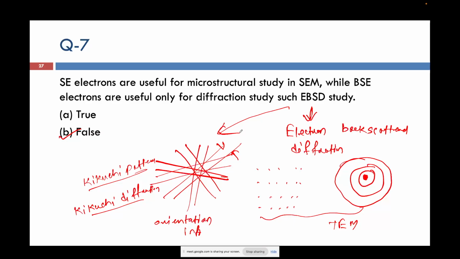So through diffraction we employ BSE electrons. BSE electrons are useful for diffraction studies such as EBSD. No, BSE also gives you phase contrast. One of the main jobs of this BSE mode is to give phase contrast. Any difference in the phase, or any difference in the elemental composition where different elements are present, backscattered electrons will show you.